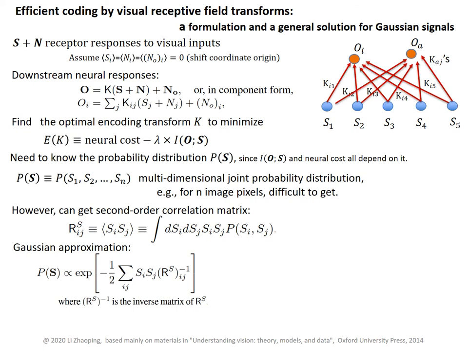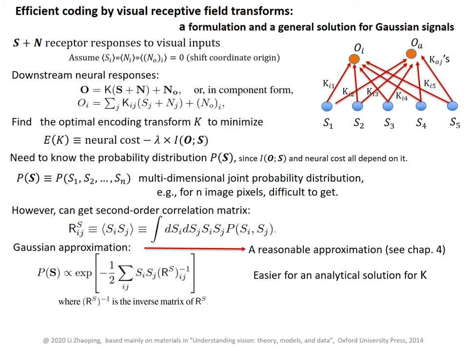We will later show that this Gaussian approximation is not bad. It quite reasonably describes the statistics of natural inputs in many situations. Also, the Gaussian approximation makes it easier for us to get an analytical solution for the K matrix later. Thirdly, this Gaussian approximation captures our ignorance about the true joint probability distribution, since it turns out that this distribution not only gives us the second order correlation correctly as in the data, but it's also the distribution with the largest entropy while keeping the second order correlation fixed.